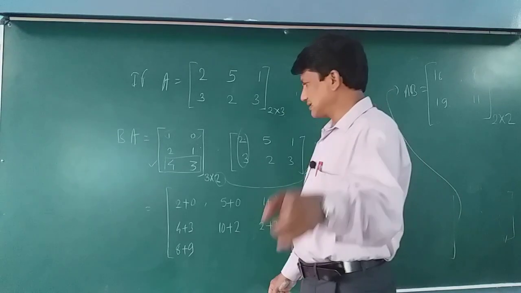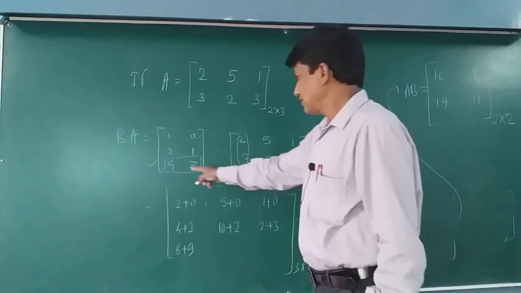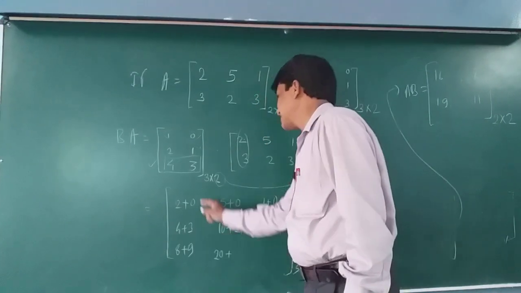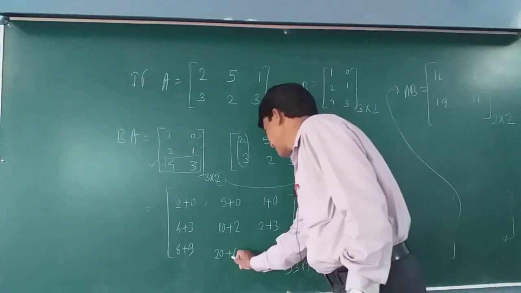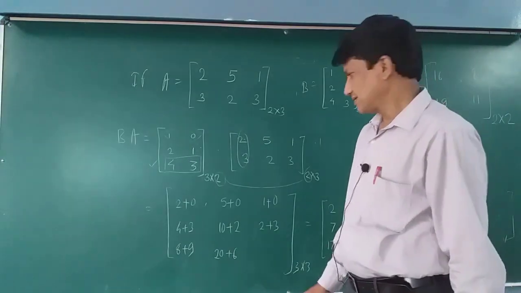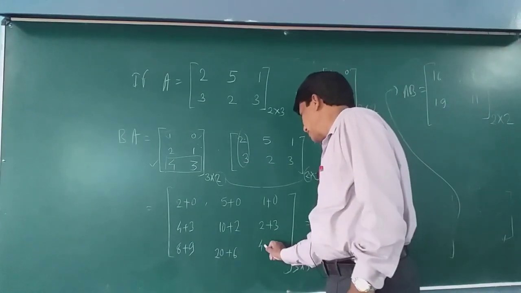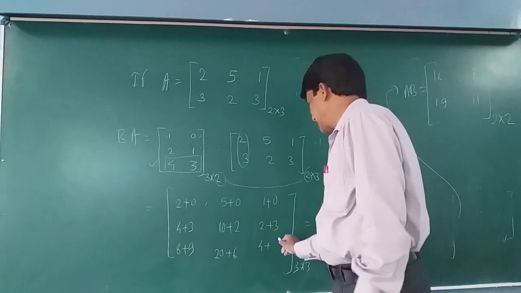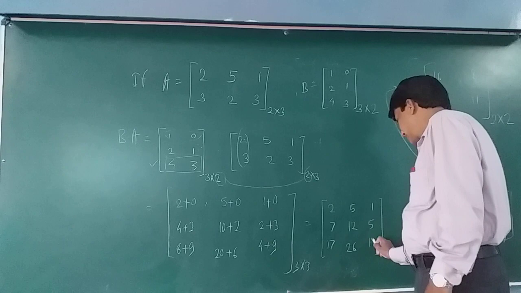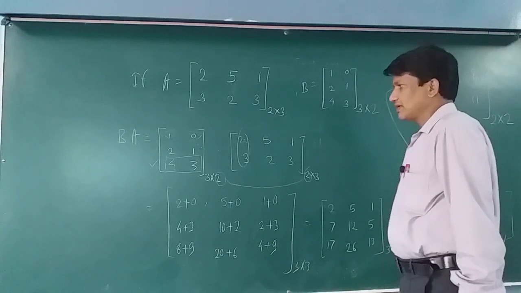Second, same way, third row with second column, 4 into 5, 20 plus 3 times 2, 6. So the answer is 26. Correct? Now last, 4 into 1, 4 plus 3 into 3, 3 times 3 is 9. So the answer is 13. And this is a matrix of order 3 by 3.